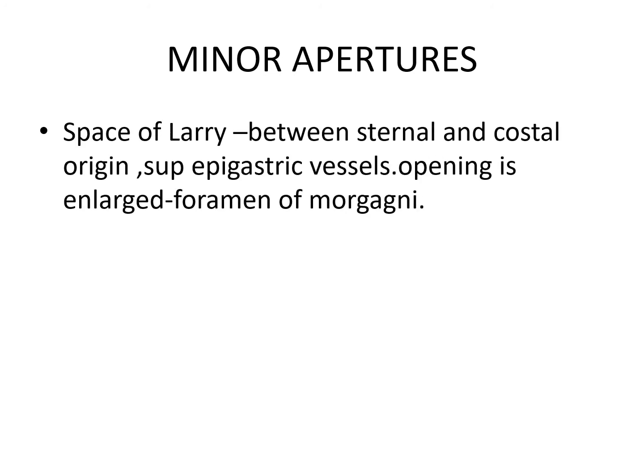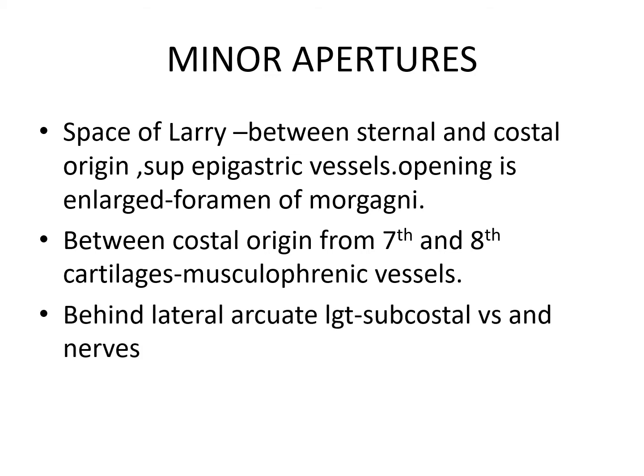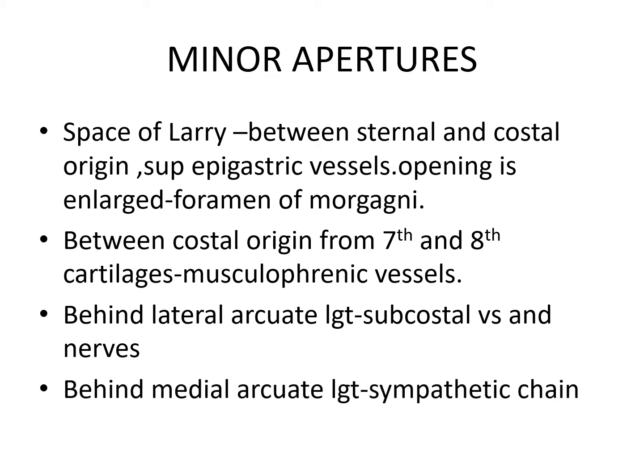Then there are several minor apertures. One is the space of Larrey between the sternal and costal origin, through which the superior epigastric vessels pass. When the opening is enlarged, it is called the foramen of Morgagni. Then we have the musculophrenic vessels passing between the costal origin from the 7th and 8th cartilages. Then behind the lateral arcuate ligament, subcostal vessels and nerves.